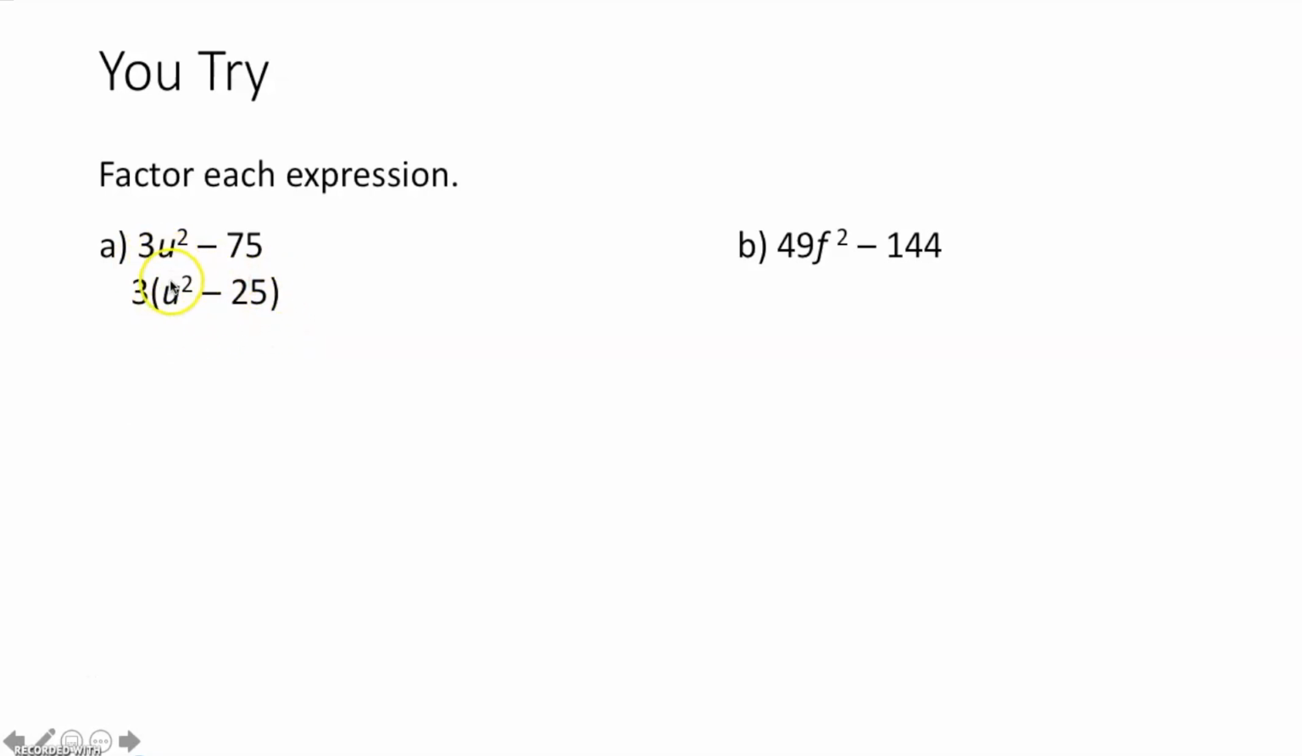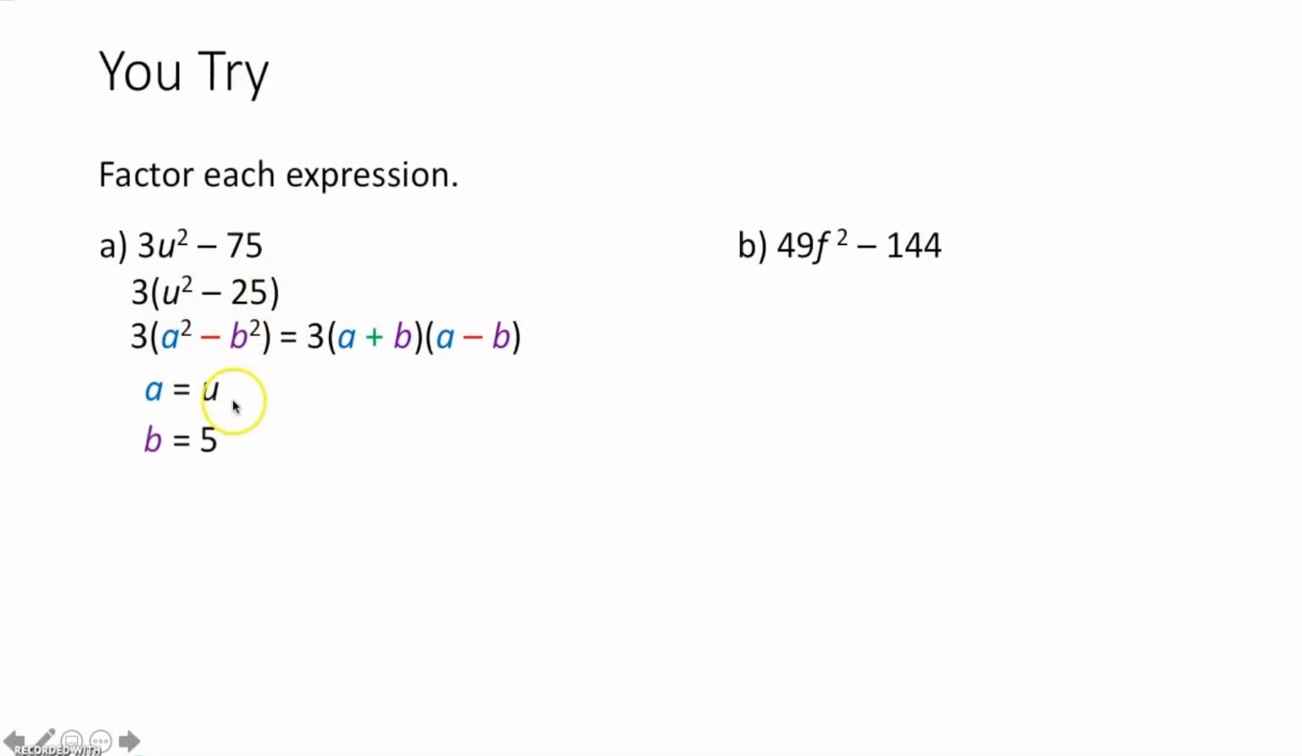Now this in here looks like a difference of squares to me, right? We have a difference, it's a binomial, and each of these we can take the square root of. Perfect. So we now factor this using a difference of squares. So what is going to be your a value? Looks like u. And what's your b? What's the square root of 25? That's going to be 5.